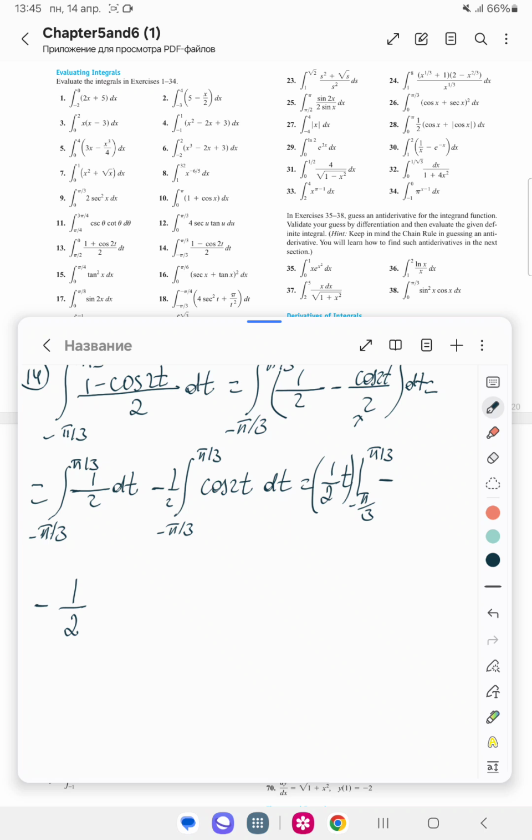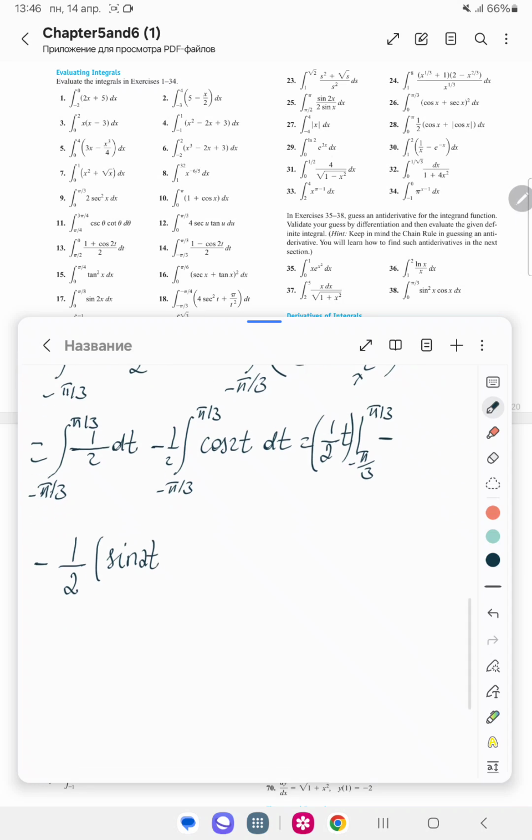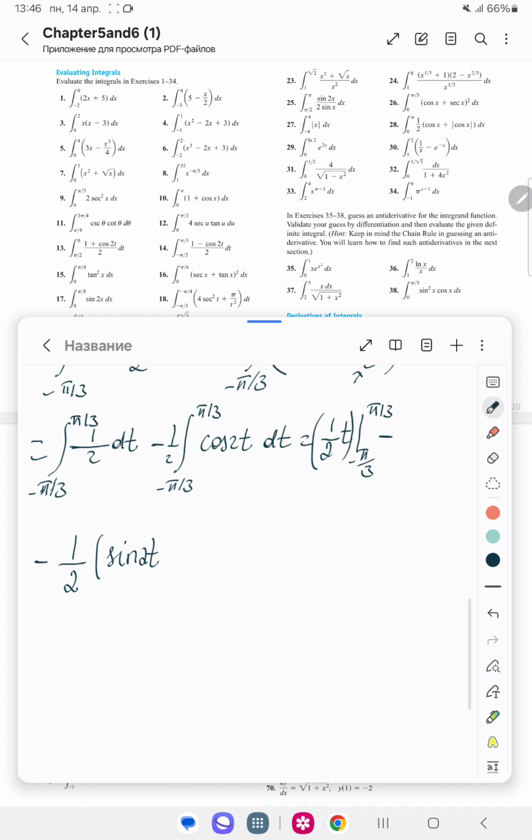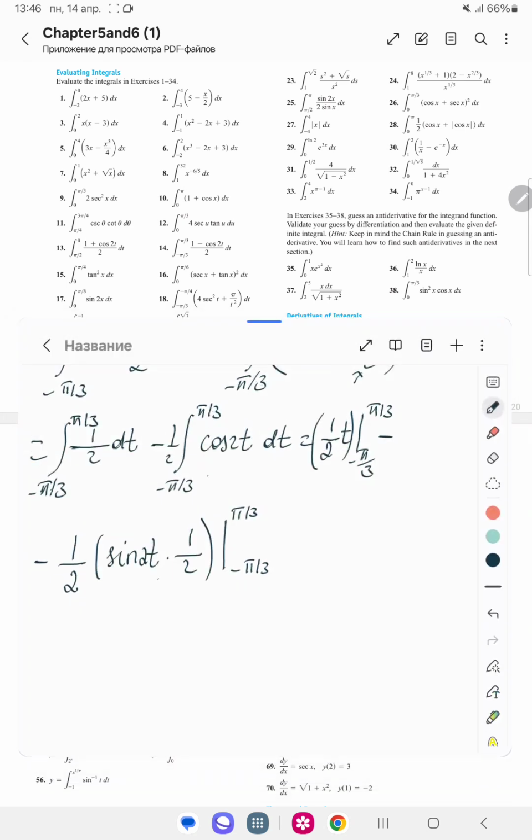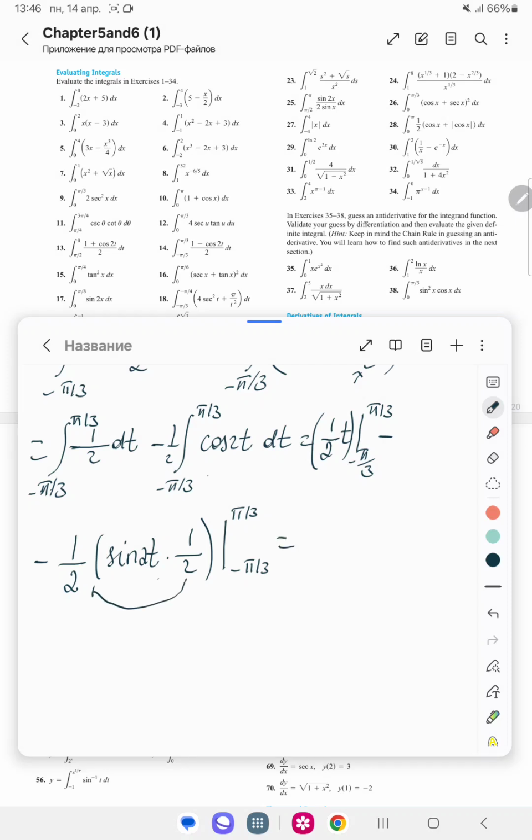The antiderivative of cosine 2t is sine 2t. And remember, if you find the derivative of sine 2t, you will get 2 cosine 2t, but we don't have 2 here. That's why we have to write an additional 1 over 2 here, from minus pi over 3 to pi over 3. So I will put the constant here.